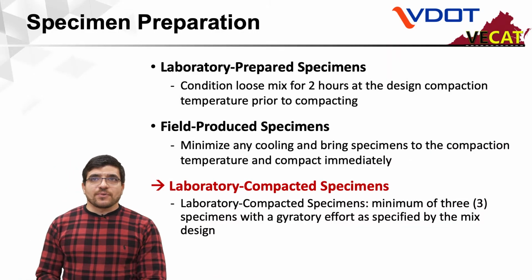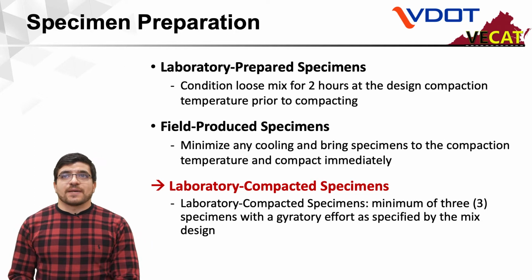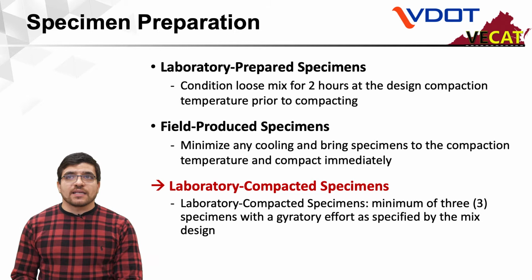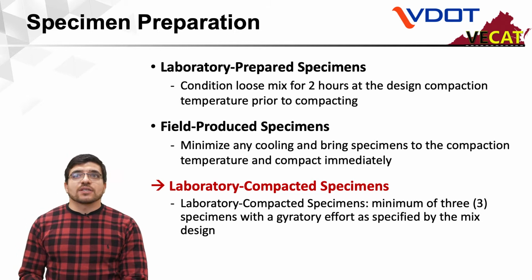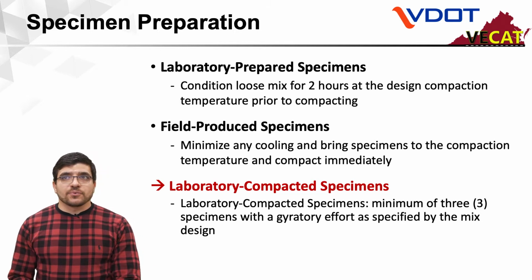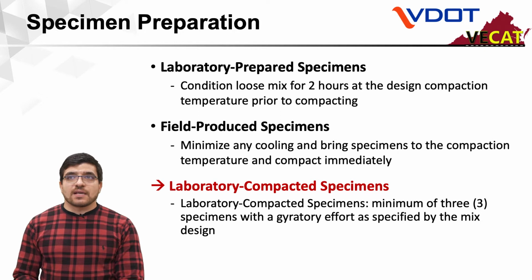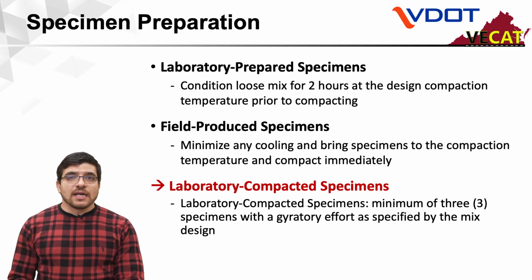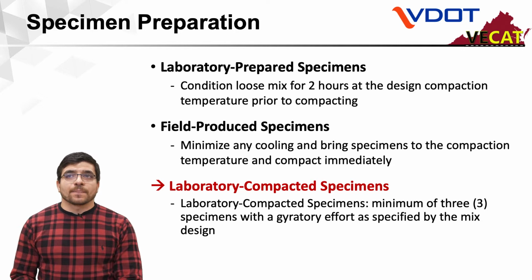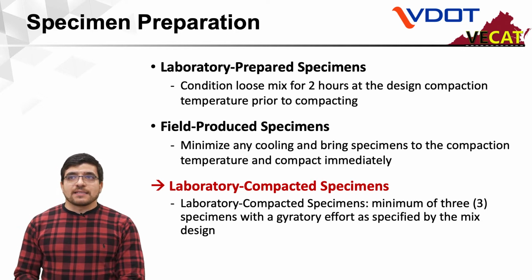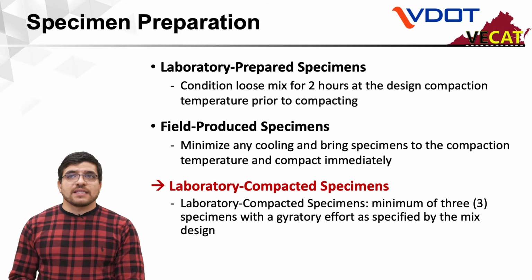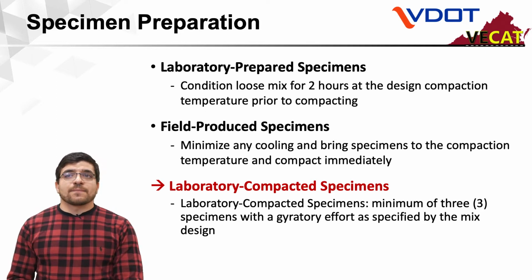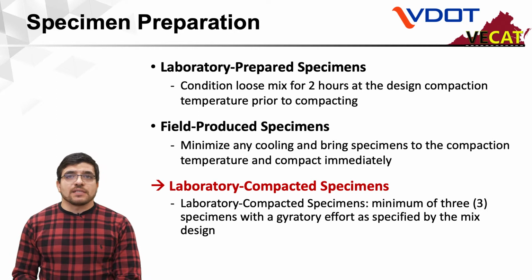For specimen preparation, for laboratory prepared specimens, we need to condition loose mixtures for 2 hours at the design compaction temperature prior to compacting. For field-produced specimens, we need to minimize any cooling and bring the specimen to the compaction temperature and compact immediately. For laboratory compacted specimens, we need a minimum of 3 specimens compacted under a gyratory effort as specified by the mix design procedure.